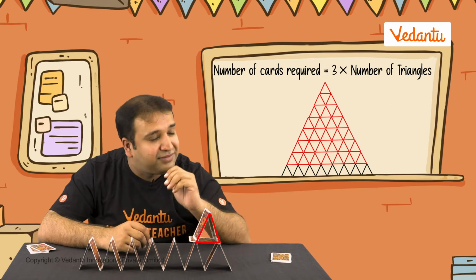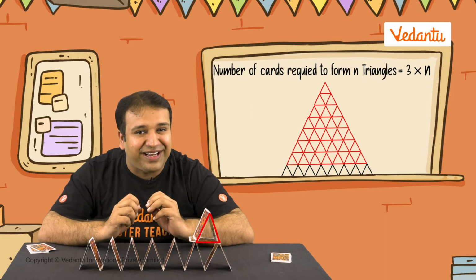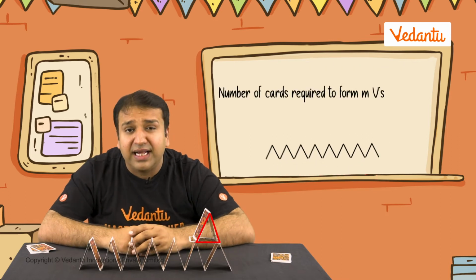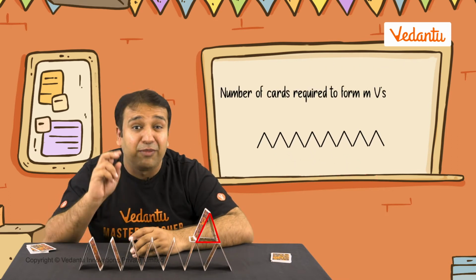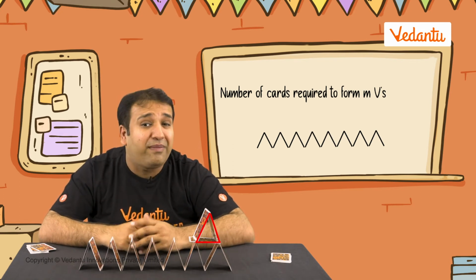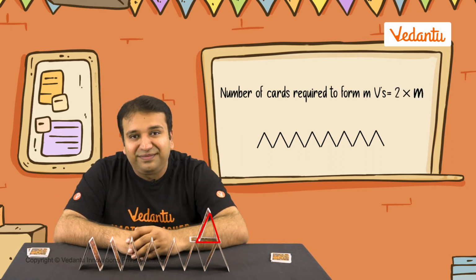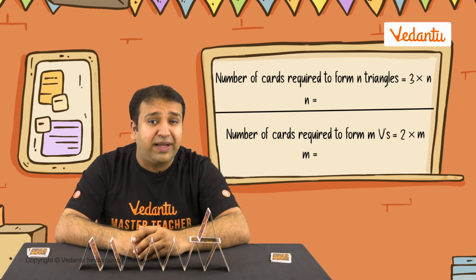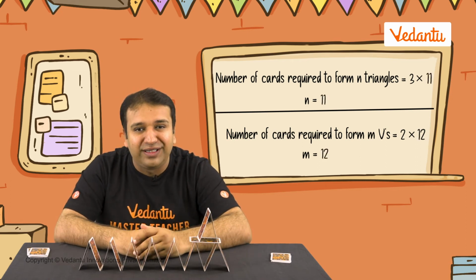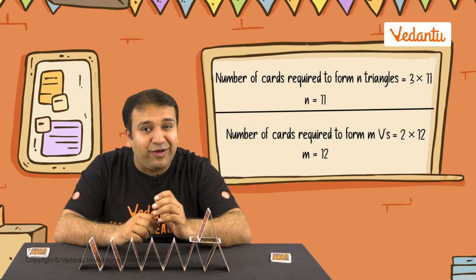Let's say n represents the number of triangles. Then the rule for the number of cards can be written as the product of 3 and n. In the same way, let's say m represents the number of V's. Then, according to the rule, the number of cards required to form any number of V's can be written as a product of 2 and m. Now, we can put any values in the place of n and m like 1, 2, 3, 4 and so on. This means that values of n and m are not fixed. They can take any value.